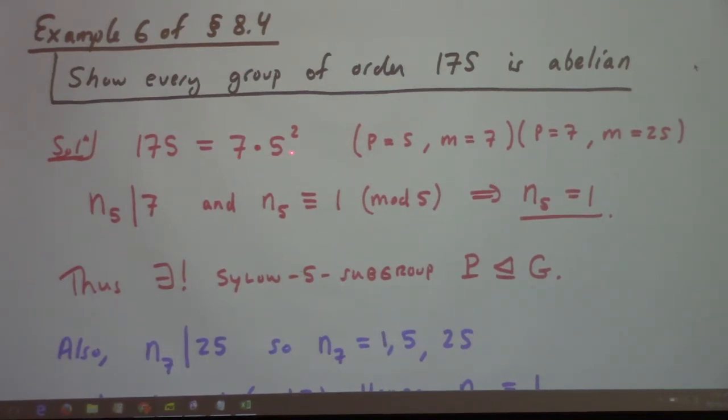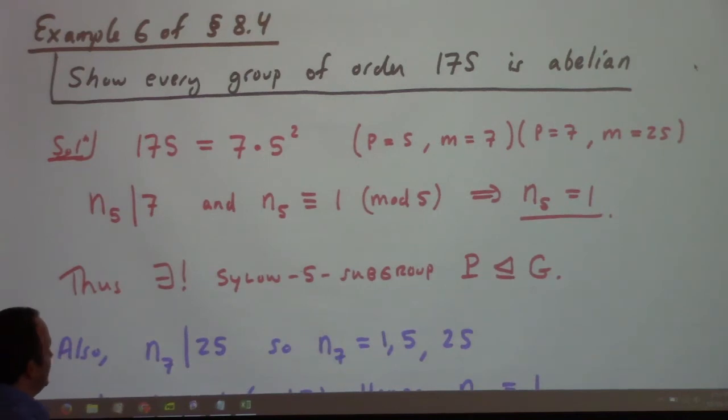175 is 7 times 5 squared. So you can look at Sylow 5 groups and Sylow 7 groups. If you look at the Sylow 5 groups, the number of them divides 7, and the number of Sylow 5 groups is congruent to 1 mod 5. That implies that n5, the number of Sylow 5 groups, is 1. So that means there exists a unique Sylow 5 subgroup, and it's normal.